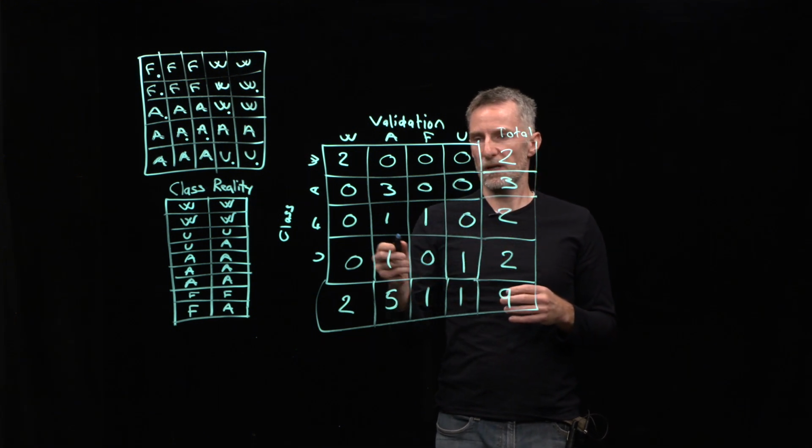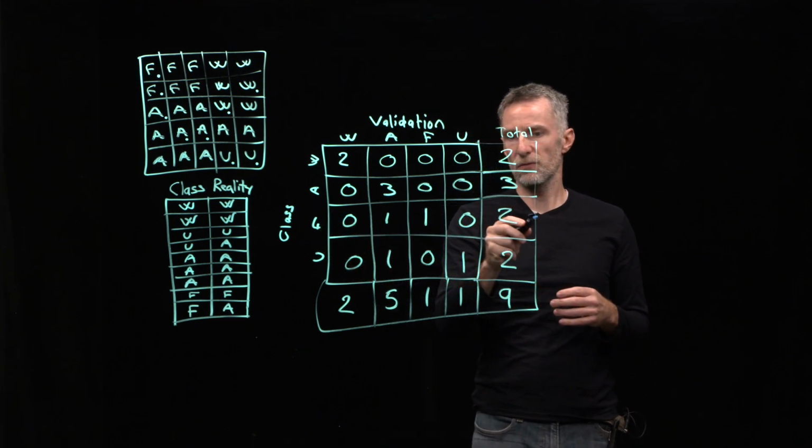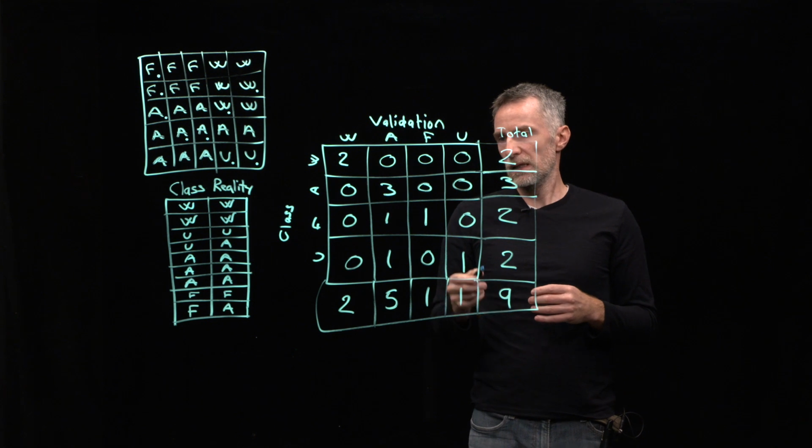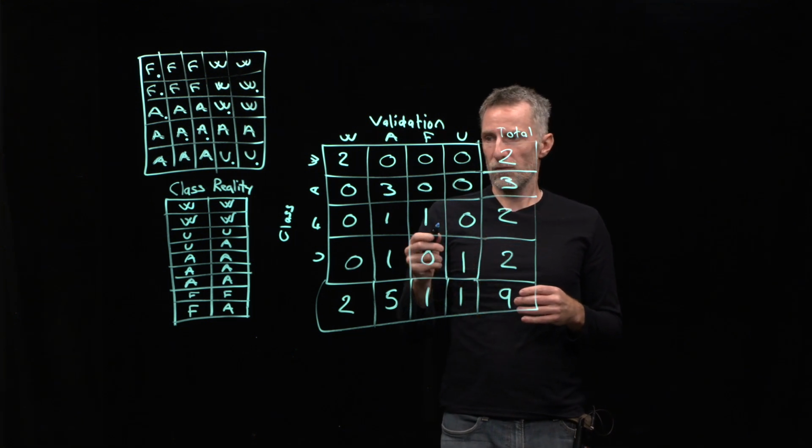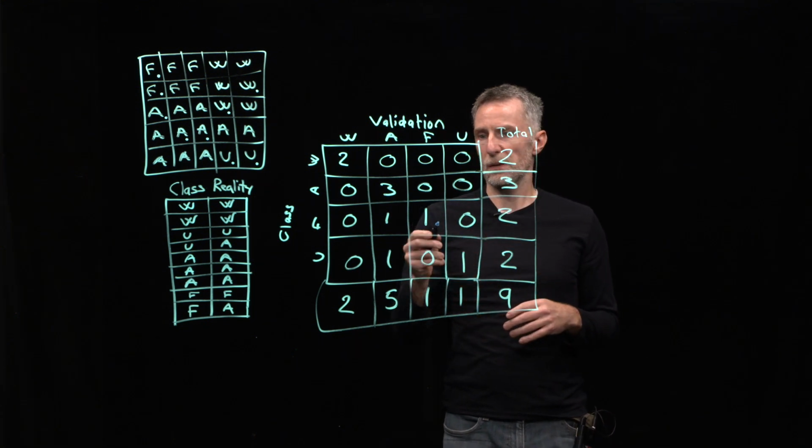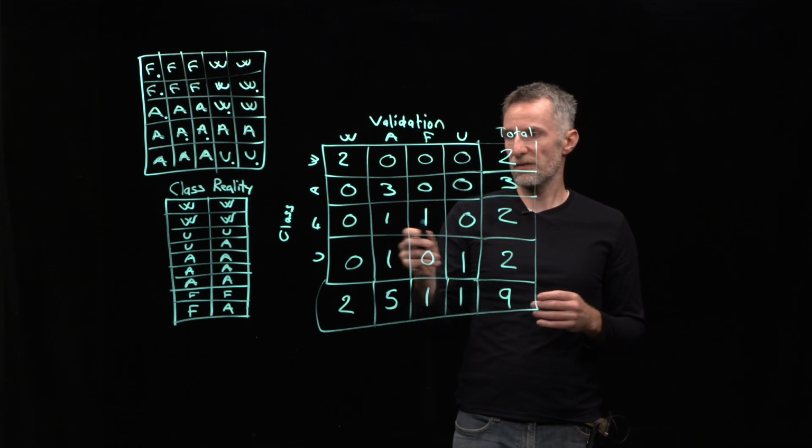User accuracies are calculated along the rows of this table here. So the way we calculate it for a given class, we take the number of correctly classified pixels.